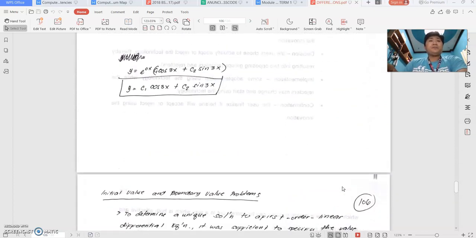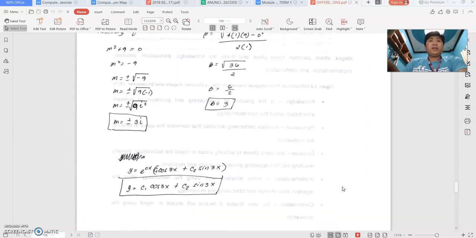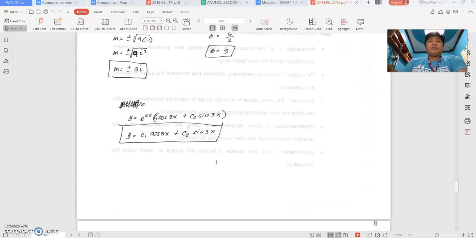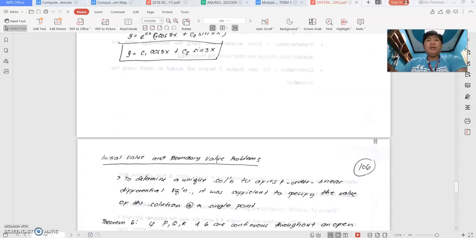From here, we know that our alpha is 0 and beta is 3. So e raised to the power of 0 is 1, times this one: c sub 1 cosine 3x plus c sub 2 sine 3x. So that's the answer.